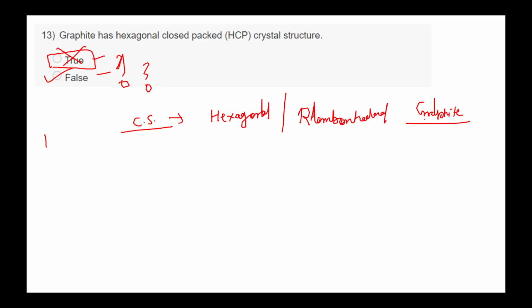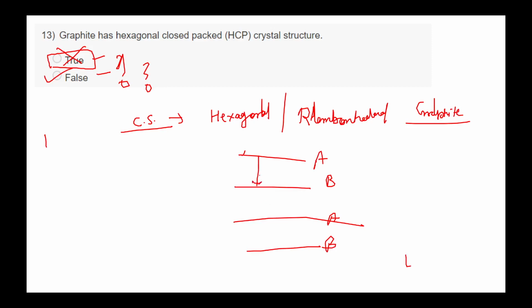So the first one is hexagonal, but remember this is not hexagonal close-packed. It is hexagonal graphite. Hexagonal close-packed and hexagonal are different. If you know graphite, there is a layer, so there is a separation of your layers. Suppose this is A, this is B, this is again A, this is again B. There is a separation of your layer between A and B.